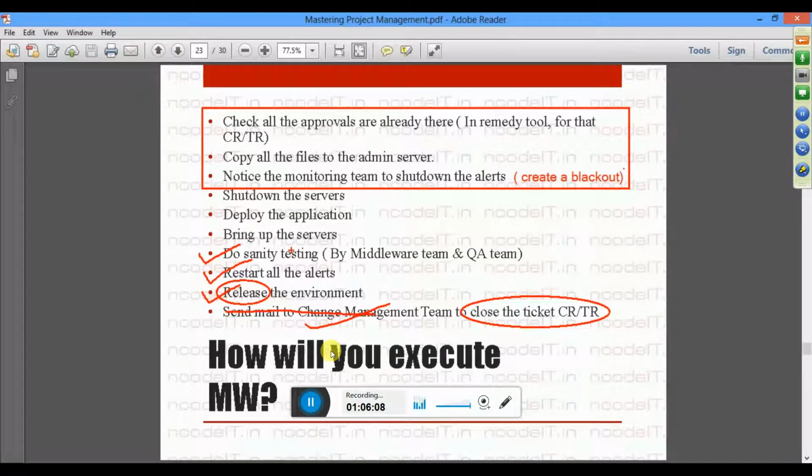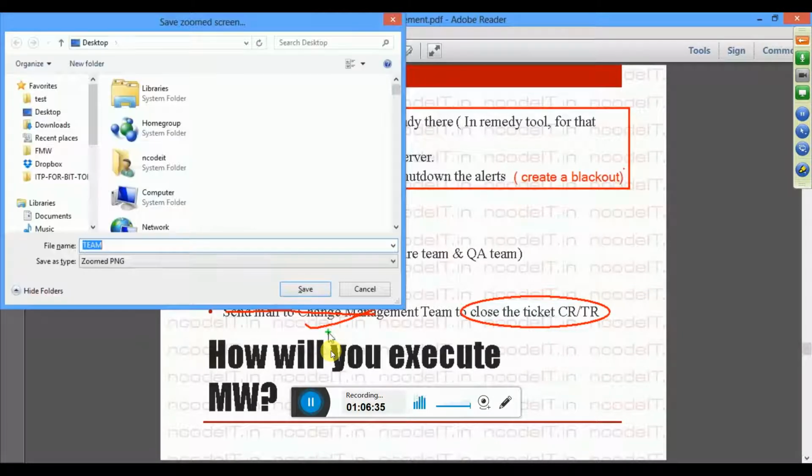So it's not just the technicals. The technical part is only this part, probably the easiest part of all. Everything else is procedure. You need to make sure everything is approved technically. You're expected to do that, and nobody is going to ask you why you did it. Then you shut down the alerts, you do a small thing, then you do testing, then you restart the servers and release the environment.